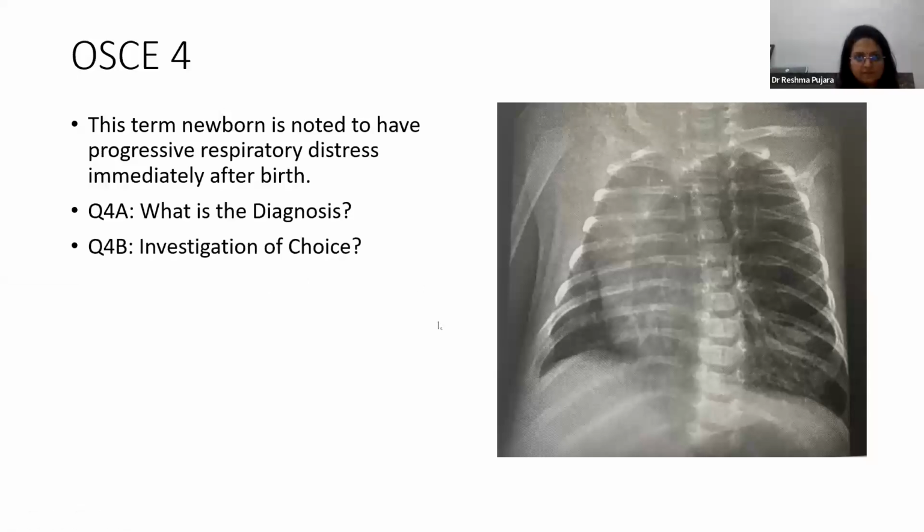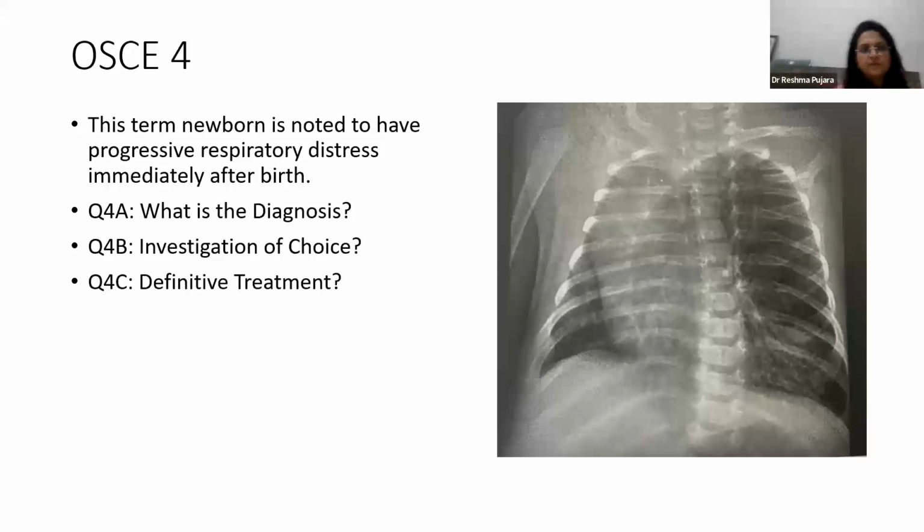Investigation of choice. Whatever is your diagnosis, what would you do to investigate? Congenital pulmonary adenomatous malformation. Okay, somebody said CT scan. Okay, let's look at the next question after this. CT scan. Definitive treatment.